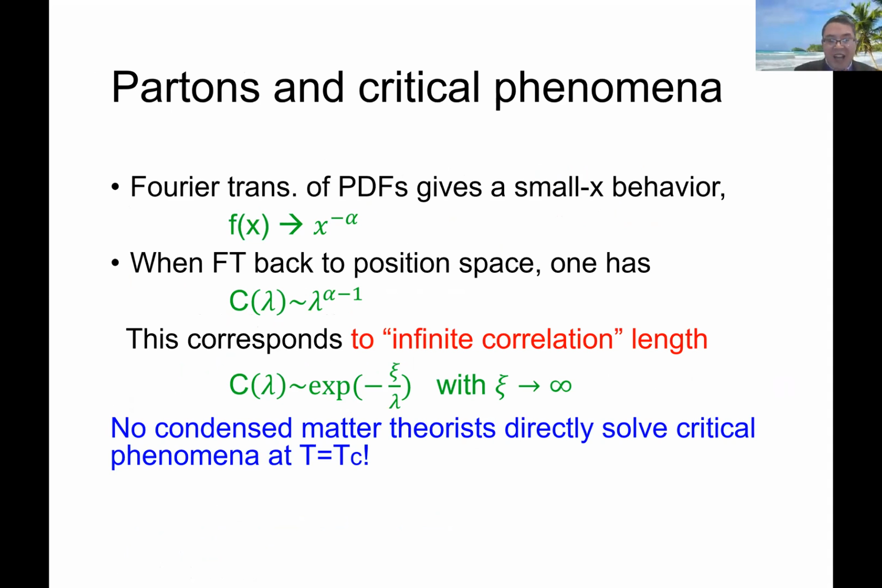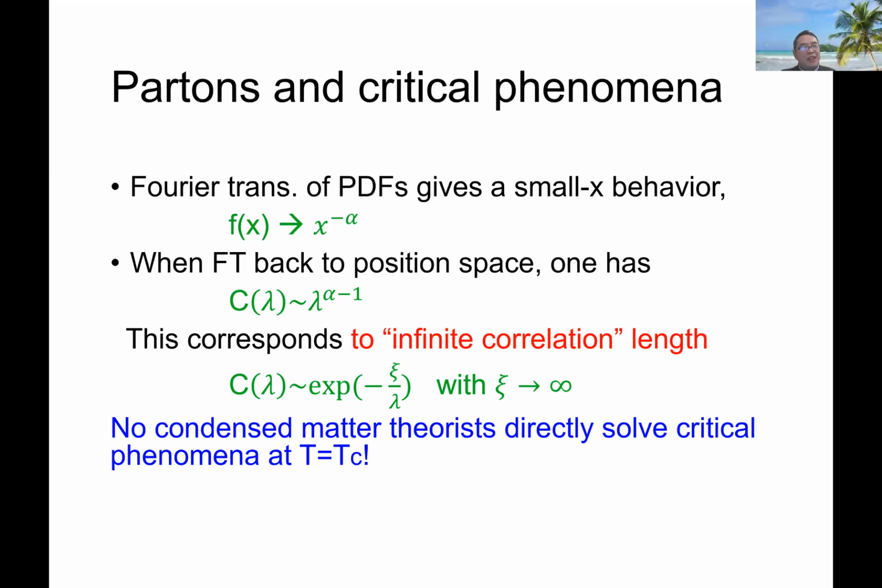Now, there is actually an interesting analogy between partons and critical phenomena. Many people probably know that parton distributions at very small x go like x to the minus alpha, and alpha is some positive exponent. Therefore, when x gets very small, the density gets very large. If you go to coordinate space, it means that you have correlations around the light cone going like lambda to the alpha minus 1.